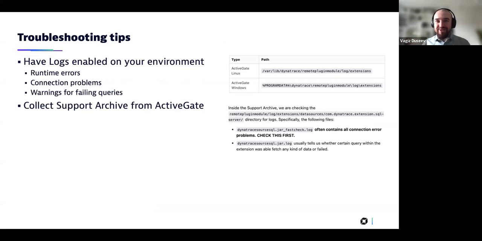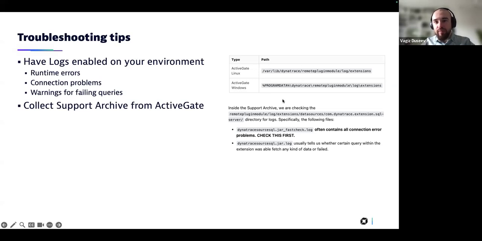Troubleshooting, a very important section. A lot of things can go wrong when we connect to remote data sources. In this case, make sure that you have logs enabled on your environment. As we saw, this is where all of the self-monitoring data is. We can check what is wrong with a specific monitoring configuration. You can also retrieve this log directly from the ActiveGate by going to this or this path.